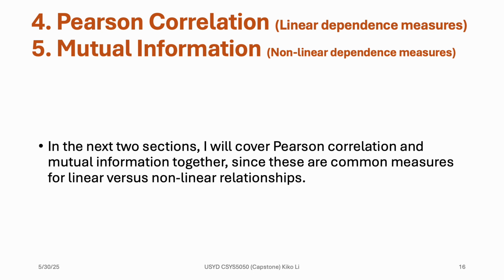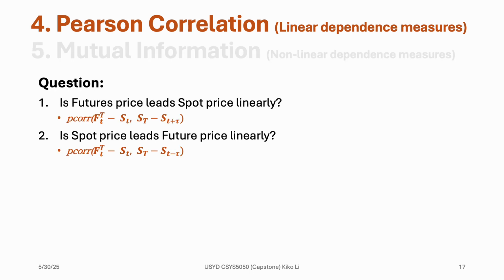I will cover both results together since those are common measures for linear versus nonlinear relationships. For the linear measure, Pearson correlation will focus on 2 questions. First, does the future price lead the spot price linearly? This will be measured by adding time embedding tau in the spot price, then comparing the first time series, Ft minus St, with the different time series changed by time embedding.